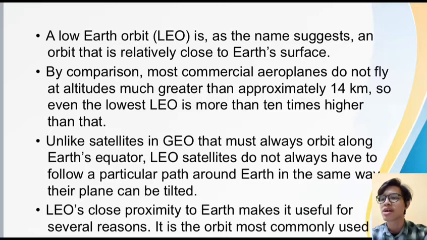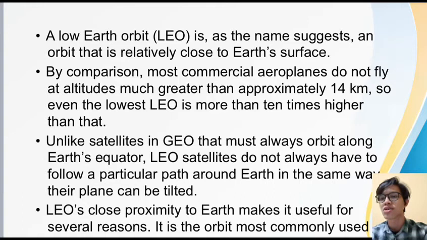LEO's close proximity to Earth makes it useful for several reasons. It is the orbit most commonly used for satellite imaging, as being near to the surface allows it to take images of higher resolution. It is also the orbit used for the International Space Station (ISS), as it is easier for astronauts to travel to and from it on the shorter distance.